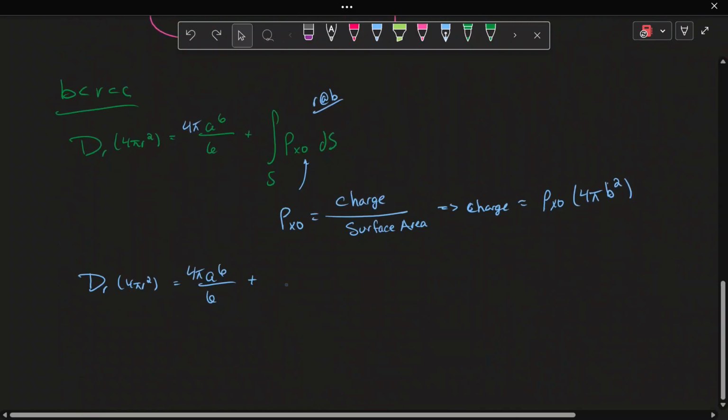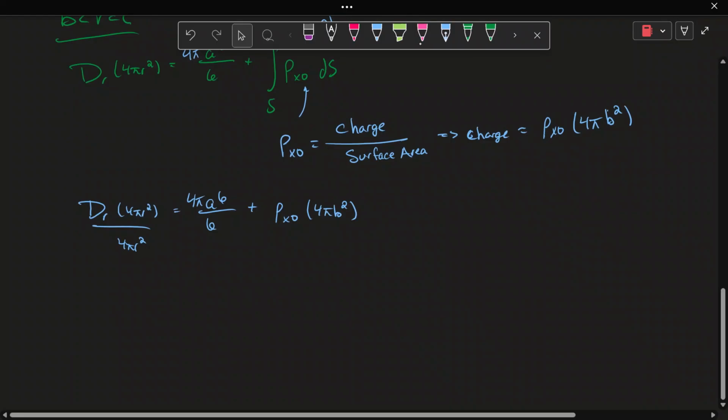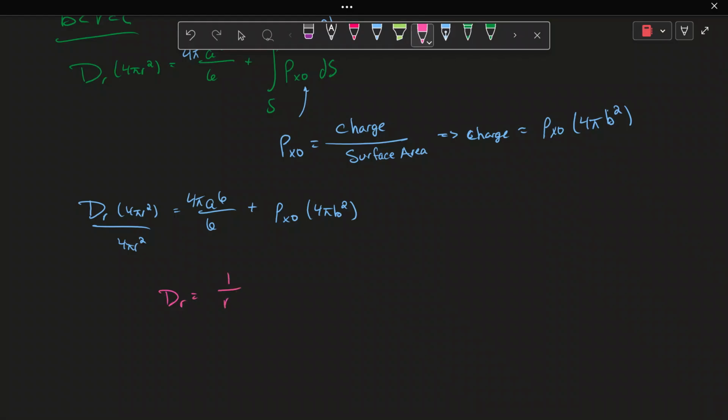So now what do we have? Well, we have rho x0 4 pi b squared. And now we can divide by 4 pi r squared. And what do we get? Well, we get dr is equal to, well, it looks like we can factor out 1 over r squared and keep a to the sixth over 6, because the 4 pi's cancel here, right? And we get plus rho x0 b squared.